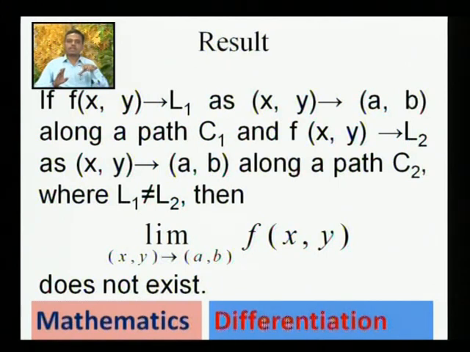That means the limit of f(x,y) exists only if the limit along all possible paths must be the same. So, to prove that a limit does not exist, we just have to take the limit along two paths, and if those limits are not equal, then the limit of that function of two variables does not exist.